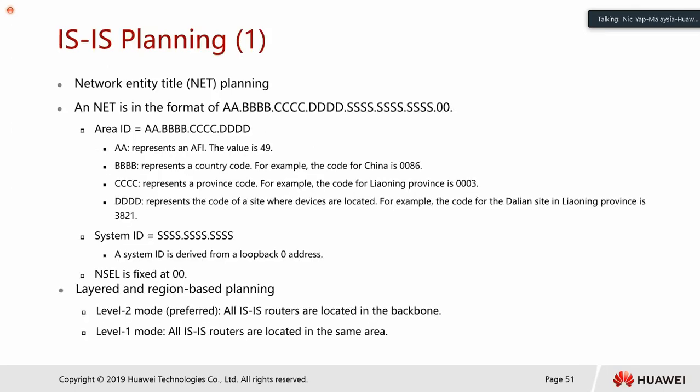On the planning of ISIS, first is the network entity. As I mentioned earlier, the network entity must be 10 bytes. The smallest it can be is 8 bytes, right? 8 bytes, 10 bytes. So in this case, you can see that the NET is in the format of AABBCCDD. From A to D, that is your area. For the S over here, this is your system ID. And this is your N selector.